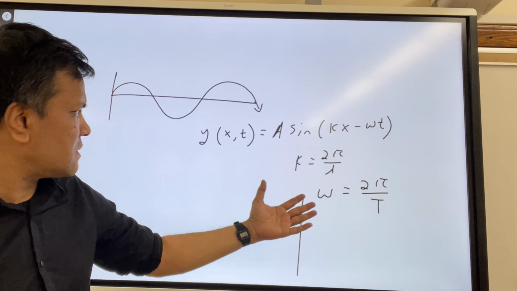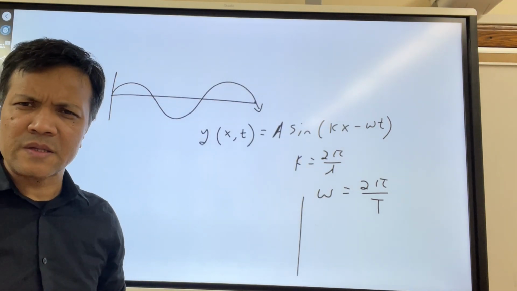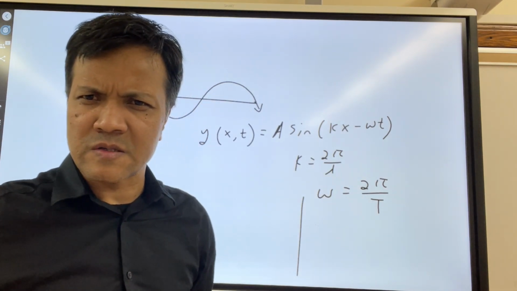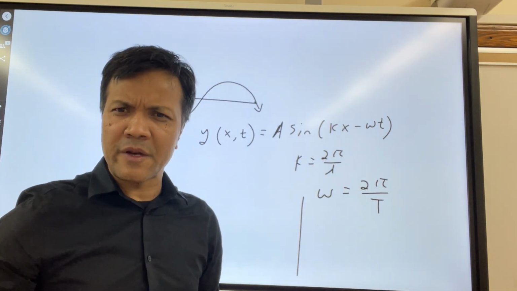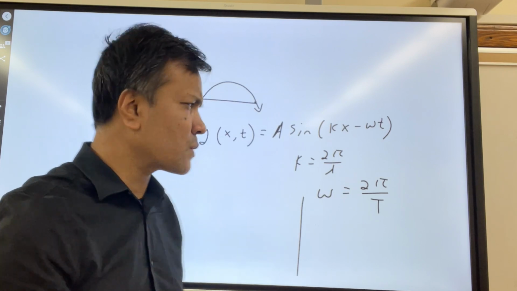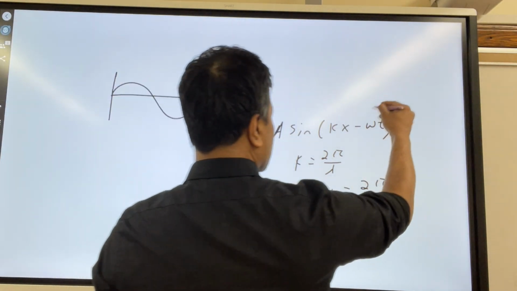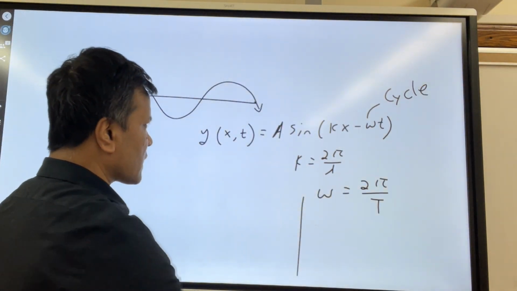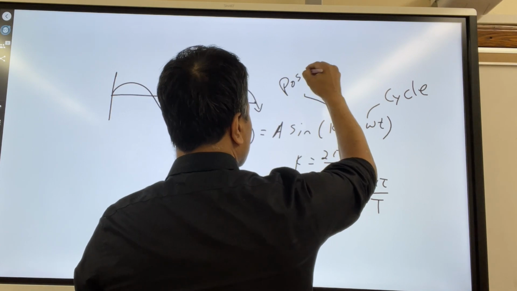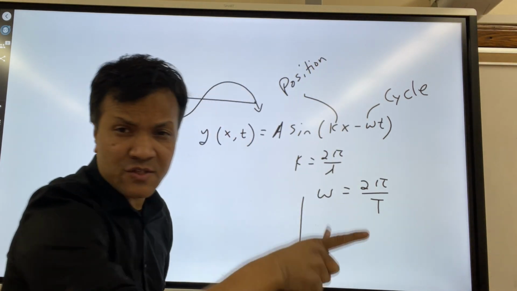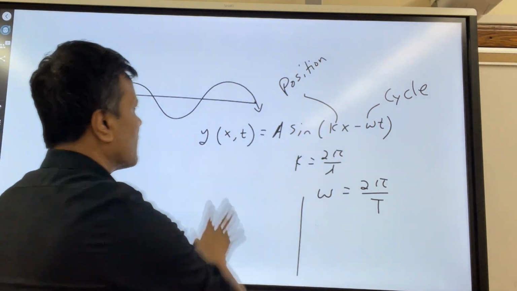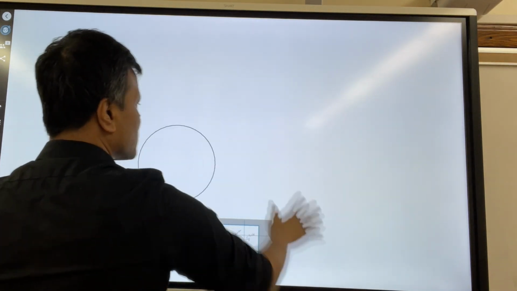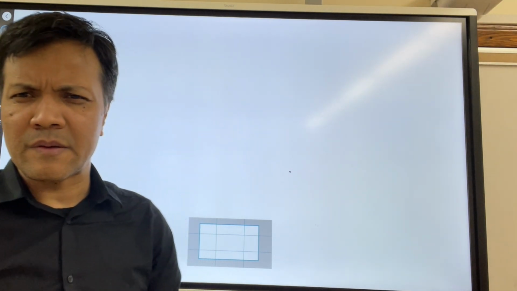And the omega also tells us that as time passes, like if elapsed time increases, then it will create more cycles, right? So this one talks about the cycle with respect to time, and this one talks about the position in the x direction with respect to time. Okay, now let's use this understanding to define the standing wave.